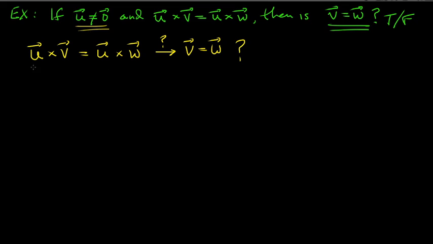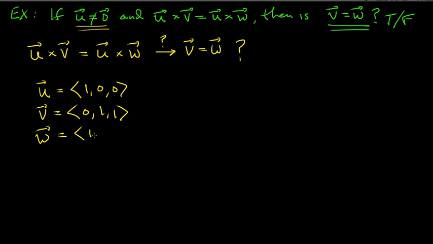So if you think it is true, let's start playing with numbers here. Let's use yellow again. Let's just keep it pretty simple here. Suppose u is the vector 1, 0, 0, which is i. Suppose v is the vector 0, 2, 0. Well, let's not even do 2. How about just 0, 1, 1? And let's suppose w is the vector 1, 1, 1.